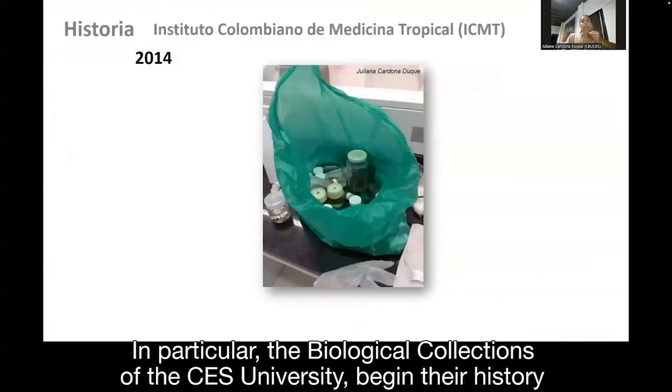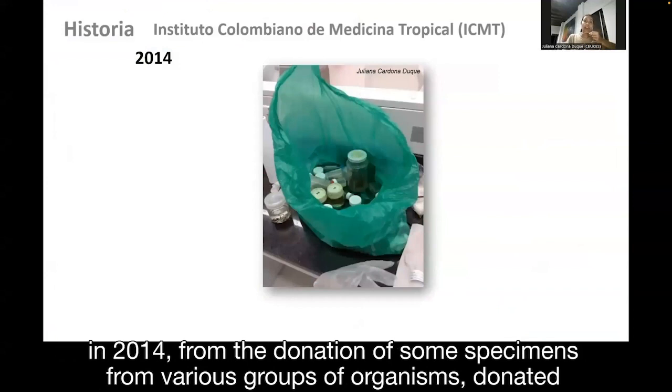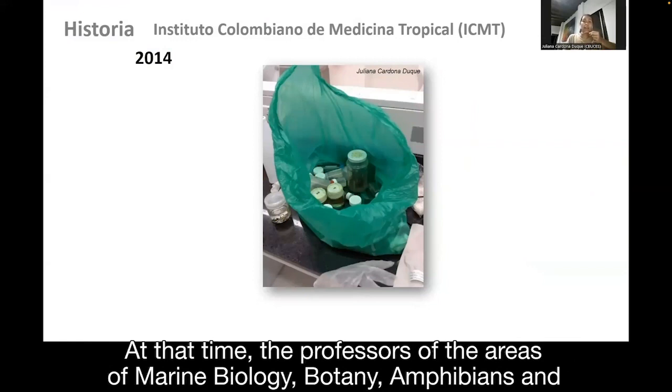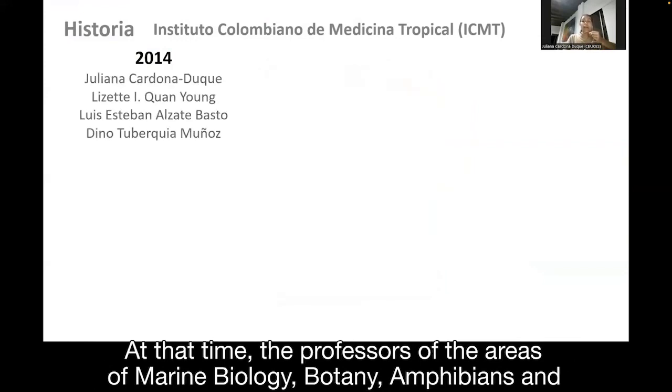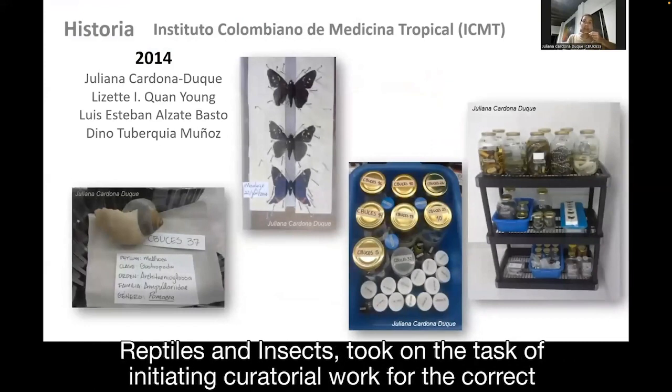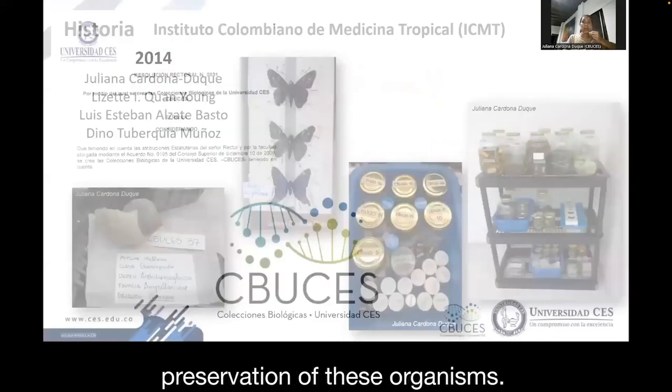En particular, las colecciones biológicas de la Universidad CES inician su historia en el año 2014 a partir de la donación de algunos especímenes de varios grupos de organismos donados por el Instituto Colombiano de Medicina Tropical. En aquel entonces, los profesores del área de biología marina, botánica, anfibios y reptiles e insectos nos dimos a la tarea de iniciar las labores curatoriales para la correcta preservación de estos organismos.